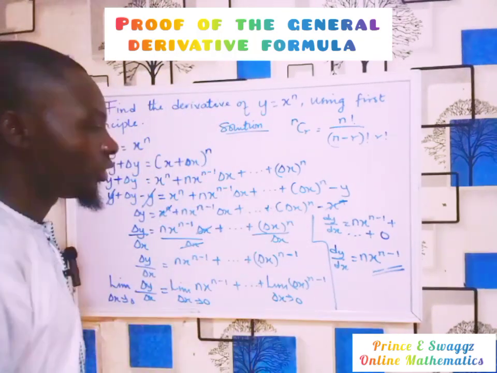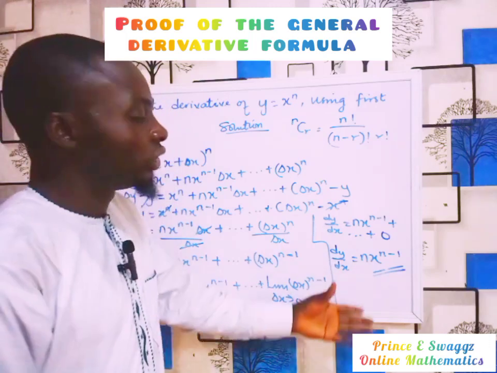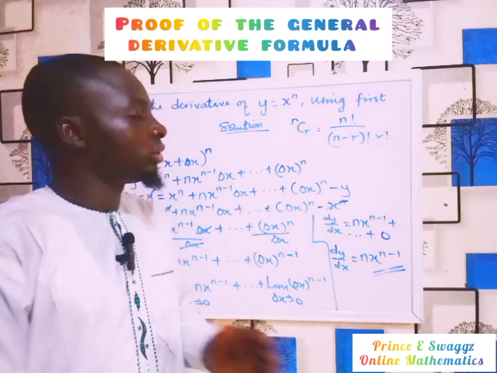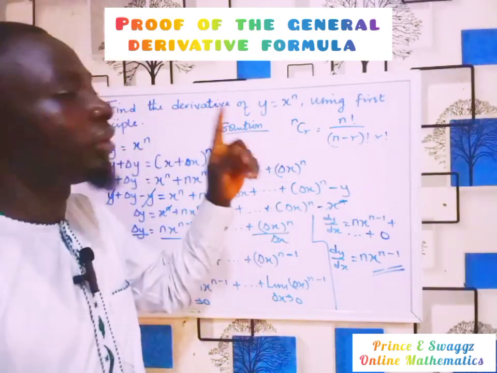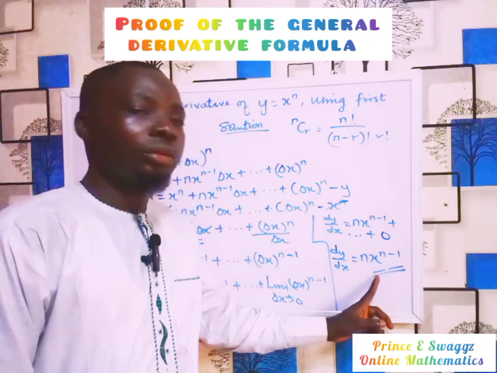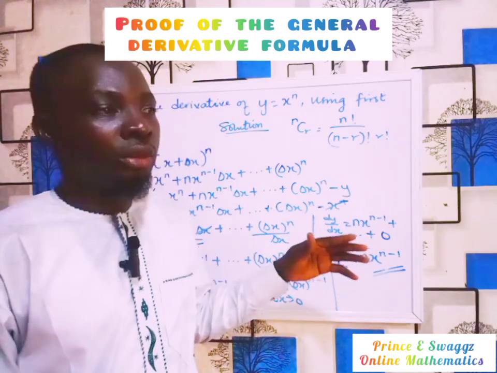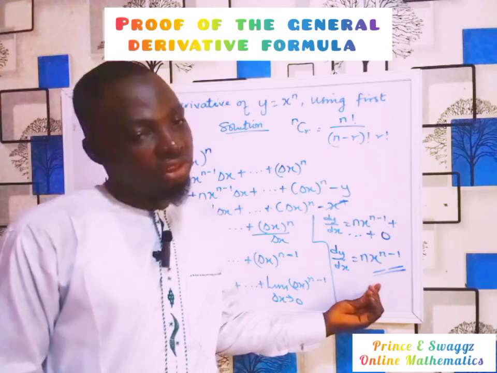And that is the proof of the general derivative formula, which you'll be using once the question just says find the derivative. Except if you are asked to use first principle, then you continue using what? First principle. But once you are just asked to find the derivative of a particular function, we use this formula easily without wasting our time.